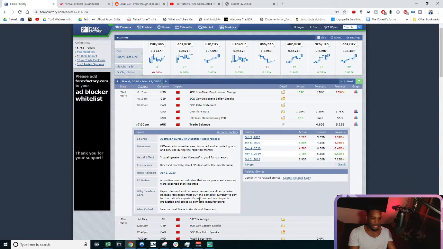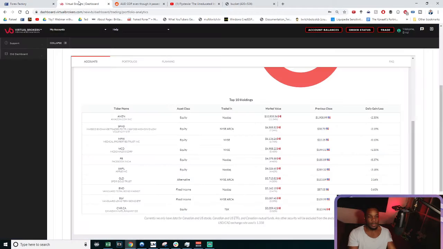Trade balance, export demand, and currency demand are directly linked because foreigners must buy the domestic currency to pay for the nation's exports. Export demand also impacts production and prices. Basically, if a country's trade balance is good, if they're exporting more than they're importing, of course, you need Australian dollars to buy those Australian goods. That's why this trade matters. I'm on Forex Factory, and it says it's a high impact trade. I've traded this a bunch of times, so it should turn out good.